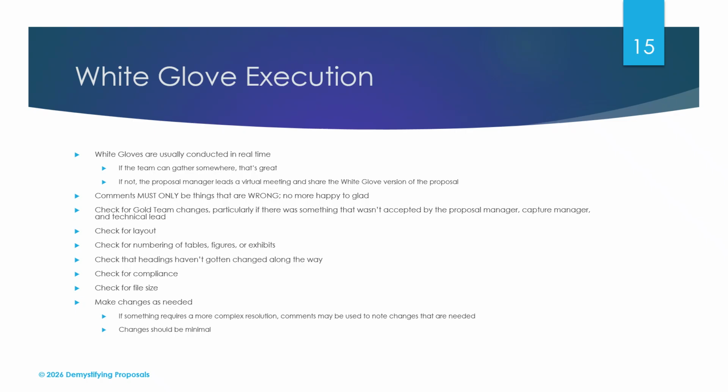You want to check for the layout. You want to check for, like I said, the numbering of tables and figures and exhibits. You want to make sure that they're all sequential. You want to make sure there's a call out. You want to make sure all of those things are very clear. You want to check that your headings haven't gotten changed along the way. So whatever outline you had at the beginning, your outline at the end should match unless you've made some strategic decision along the way that changed it.